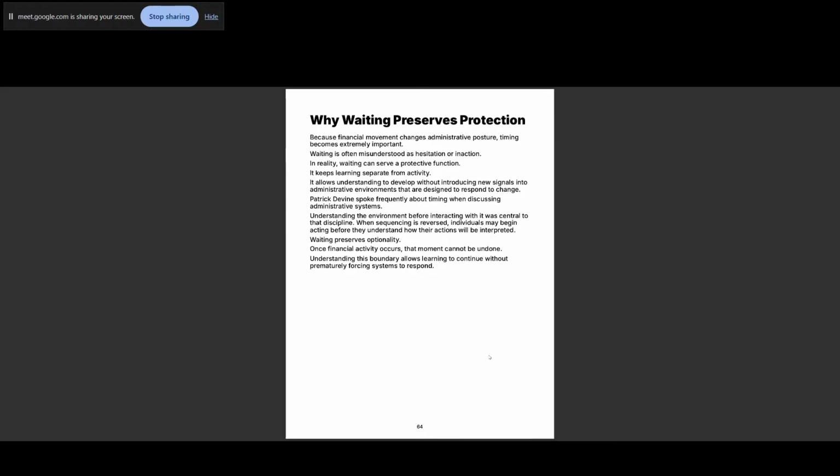Patrick Devine spoke frequently about timing when discussing administrative systems. Understanding the environment before interacting with it was central to that discipline. When sequencing is reversed, individuals may begin acting before they understand how their actions will be interpreted. Waiting preserves optionality. Once financial activity occurs, that moment cannot be undone. Understanding this boundary allows learning to continue without prematurely forcing systems to respond.